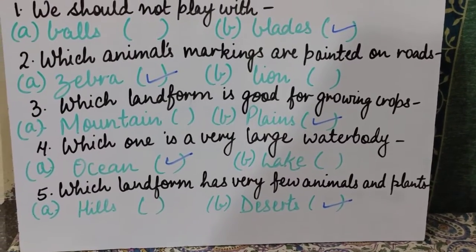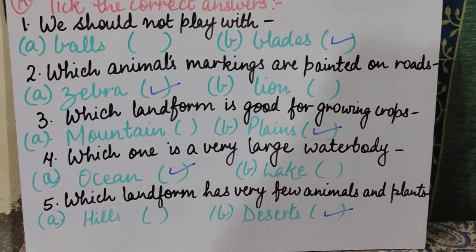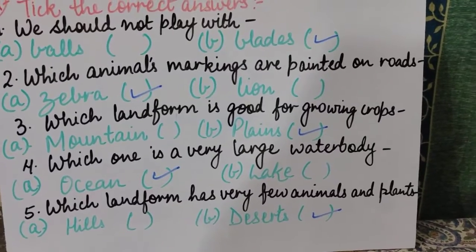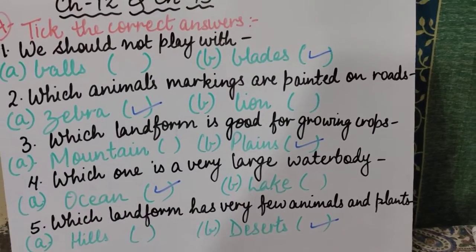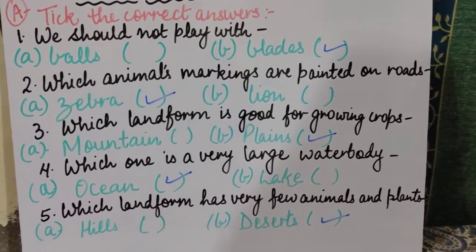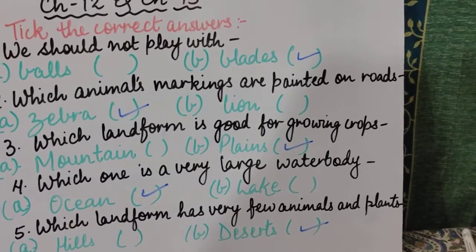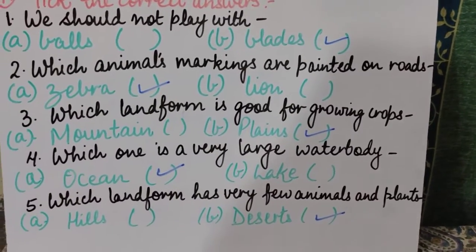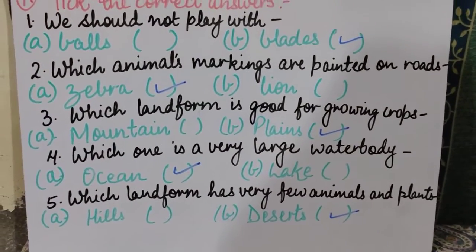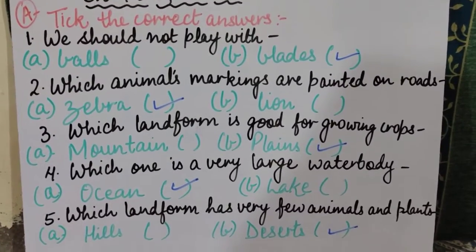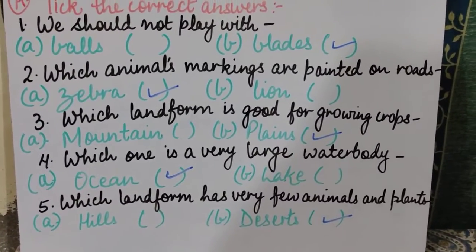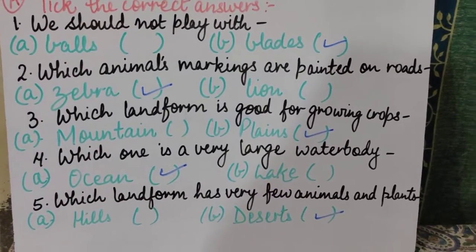Because a desert is a place which is surrounded with sand from all sides. It is a large area which is covered with sand. Desert is only sand and you cannot find water. There is very little water, so animals and plants are also very few.